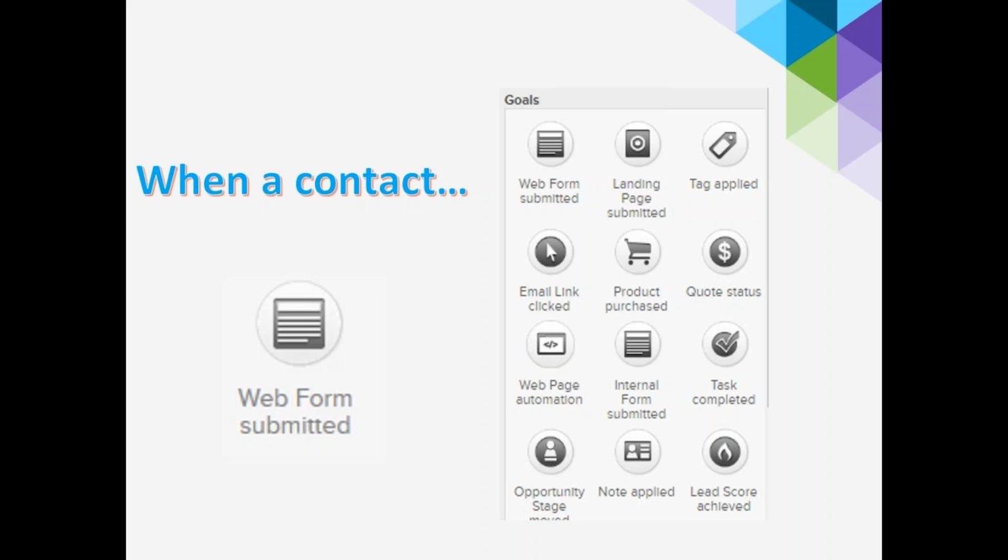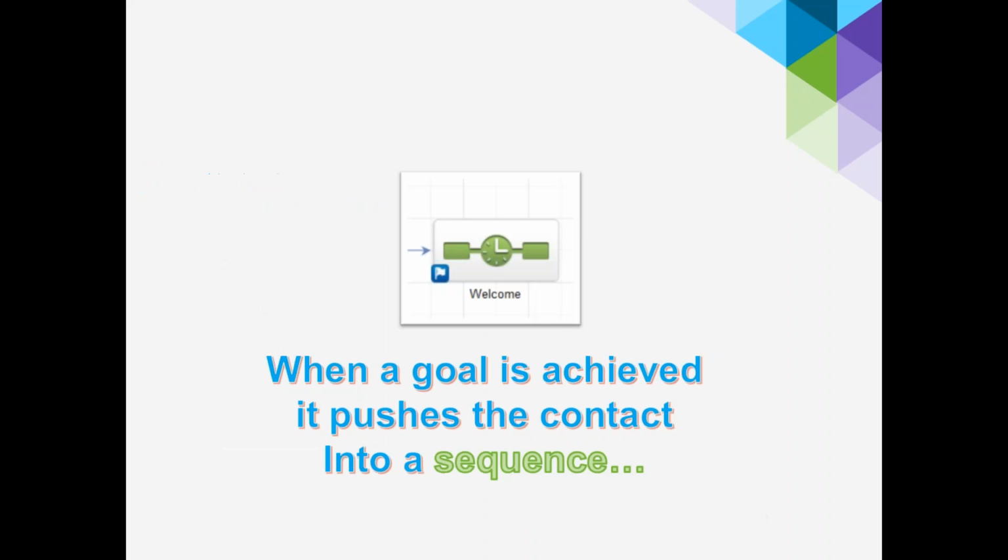But today, for time's sake, we're going to focus on creating a web form, a form that you can put on your website or use in a Facebook ad or a pay-per-click or on your LinkedIn. We call it a web form. You may know it as a Contact Us form. The first thing that happens in a campaign is a goal is reached. A contact reaches a goal. It's what you want your contact to do.